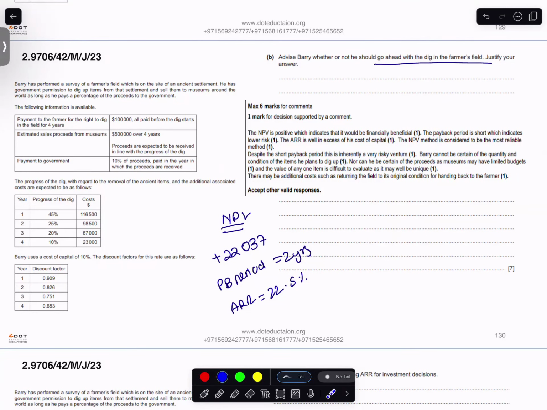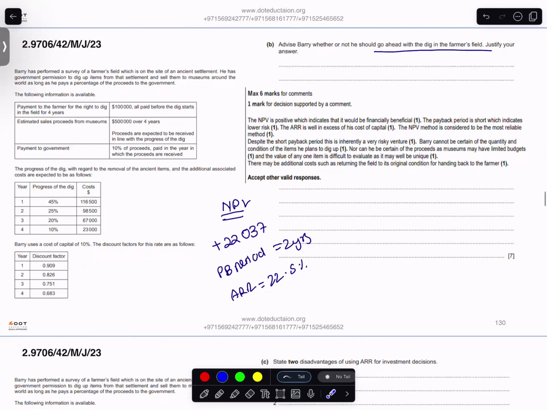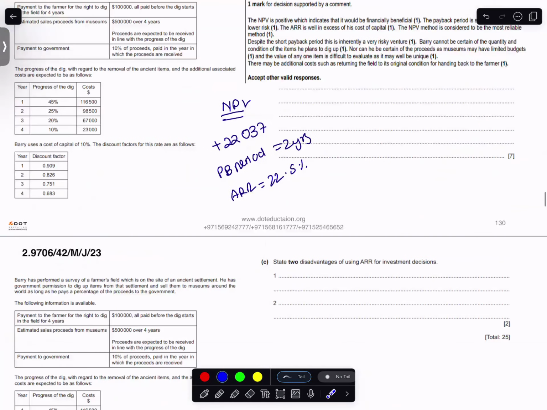For the negative, you can write the cost can increase. The plan might not be as per the actual plan. It might turn out to be risky. However, since the NPV is positive, it is financially beneficial and the money will be returned in a very short period of time. You can go ahead with the project.